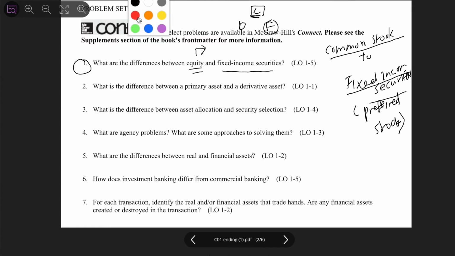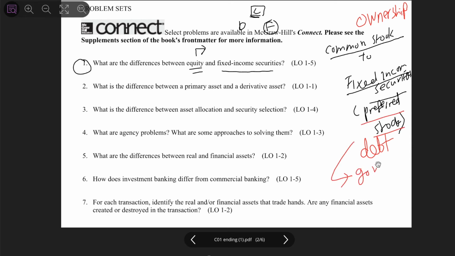The main difference is, one is ownership, and the other is what we call debt, right? For the fixed income security or the preferred stock, what the government or the company is trying to do is raise money. They want to raise money by borrowing money from investors. So in return, we'll give you the fixed income, a fixed percentage yield per given period. That's called the fixed income security.